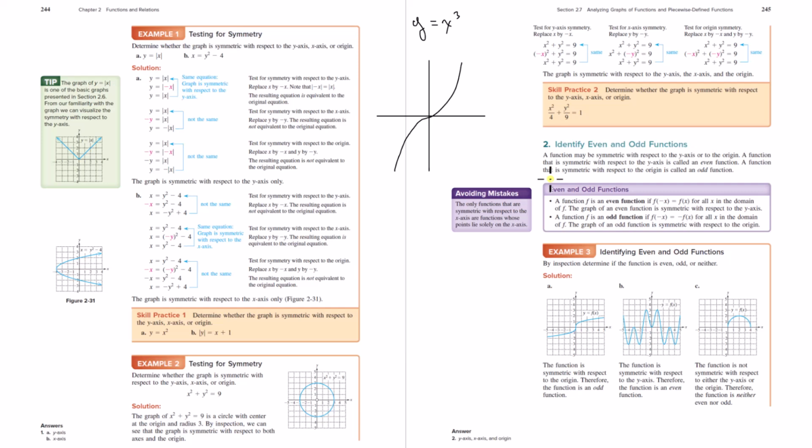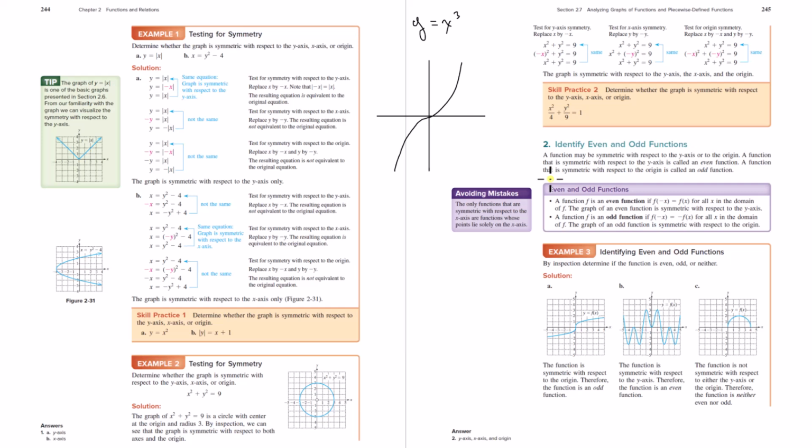You either have an even function or you have an odd function. An even function is going to be symmetric with respect to the y-axis. An odd function is going to be symmetric with respect to the origin. That's the only two possibilities. That's it. That's the only symmetry possibilities when it comes to a function.